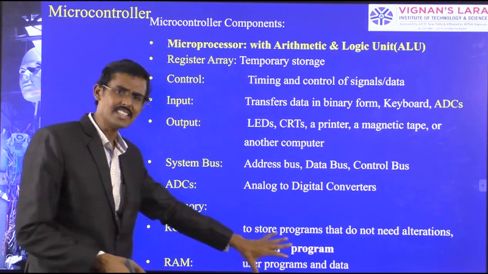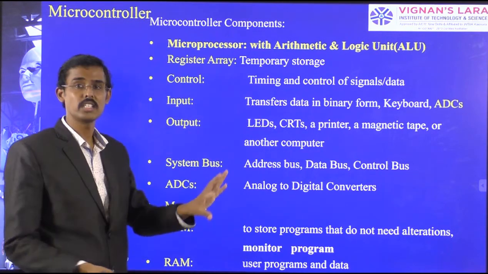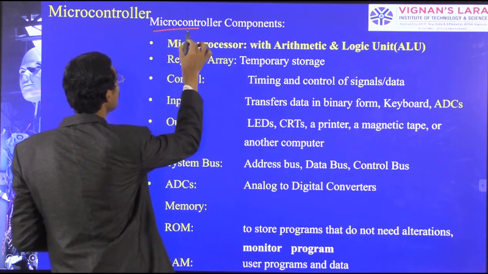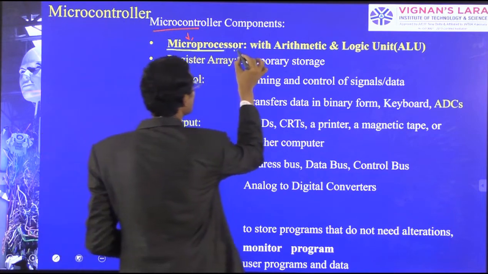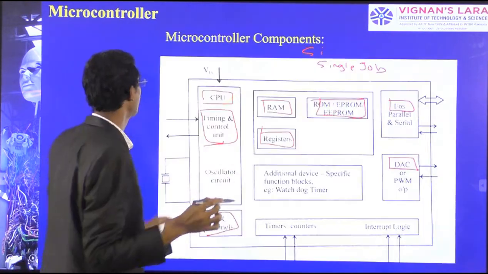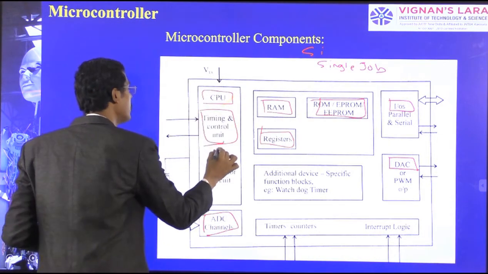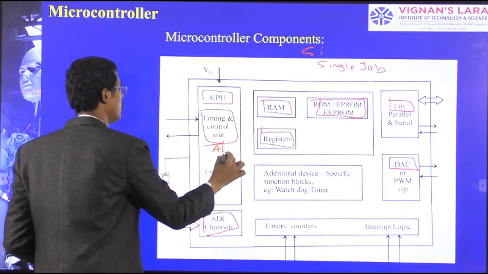So what are the components now? We have seen the same components, the various components we have seen elaborately in the microprocessor. You see, this microcontroller contains the same. It contains a microprocessor inside with an arithmetic and logical unit. In this diagram we have the CPU, timer and control. It has the ALU, the arithmetic logical unit, here.